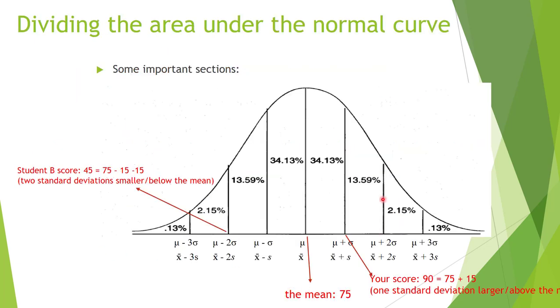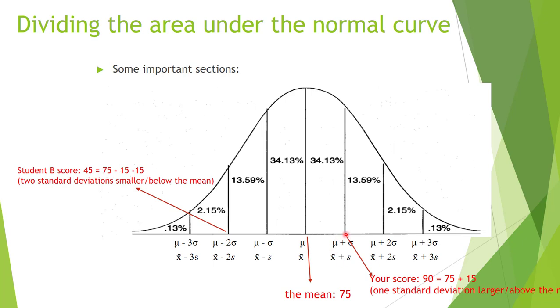Okay, so look at my question: the percentage of students who scored higher than you. What areas represent the percentage of students higher than you? It's easy to understand. This area and this area altogether represent the percentage of students who scored higher than you, right? Because these three areas are towards the higher end.